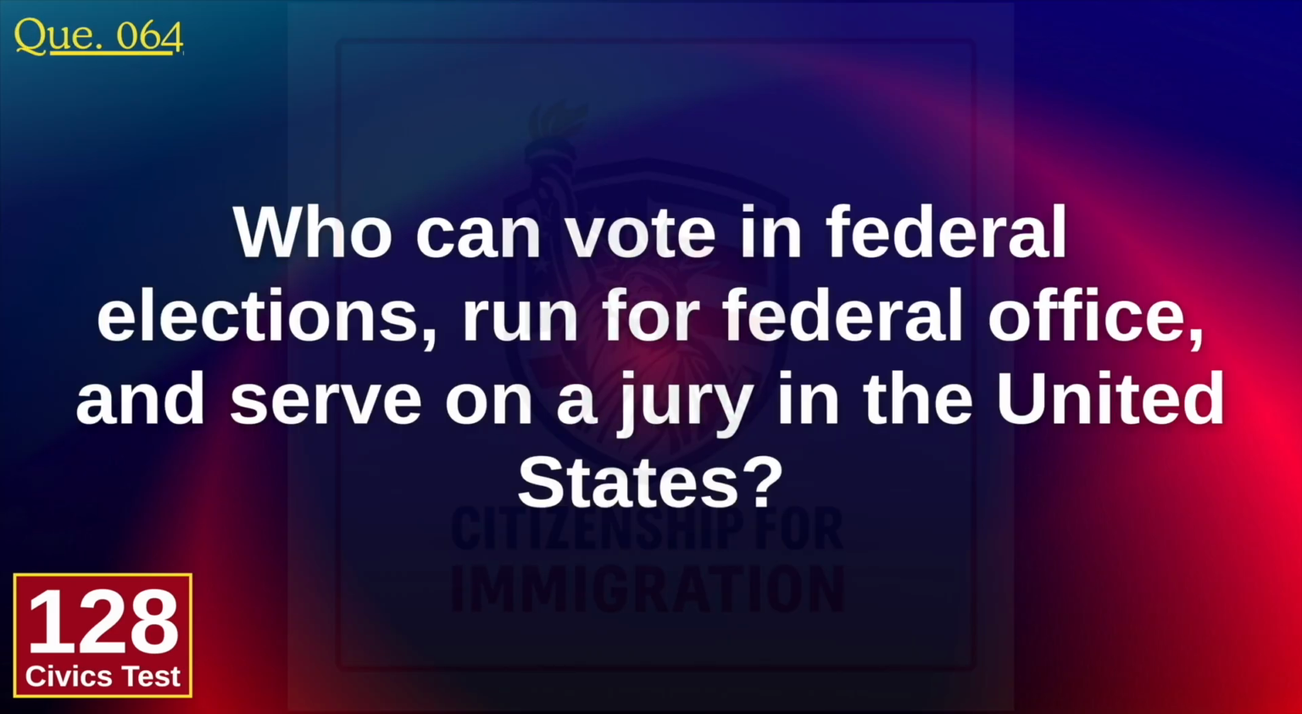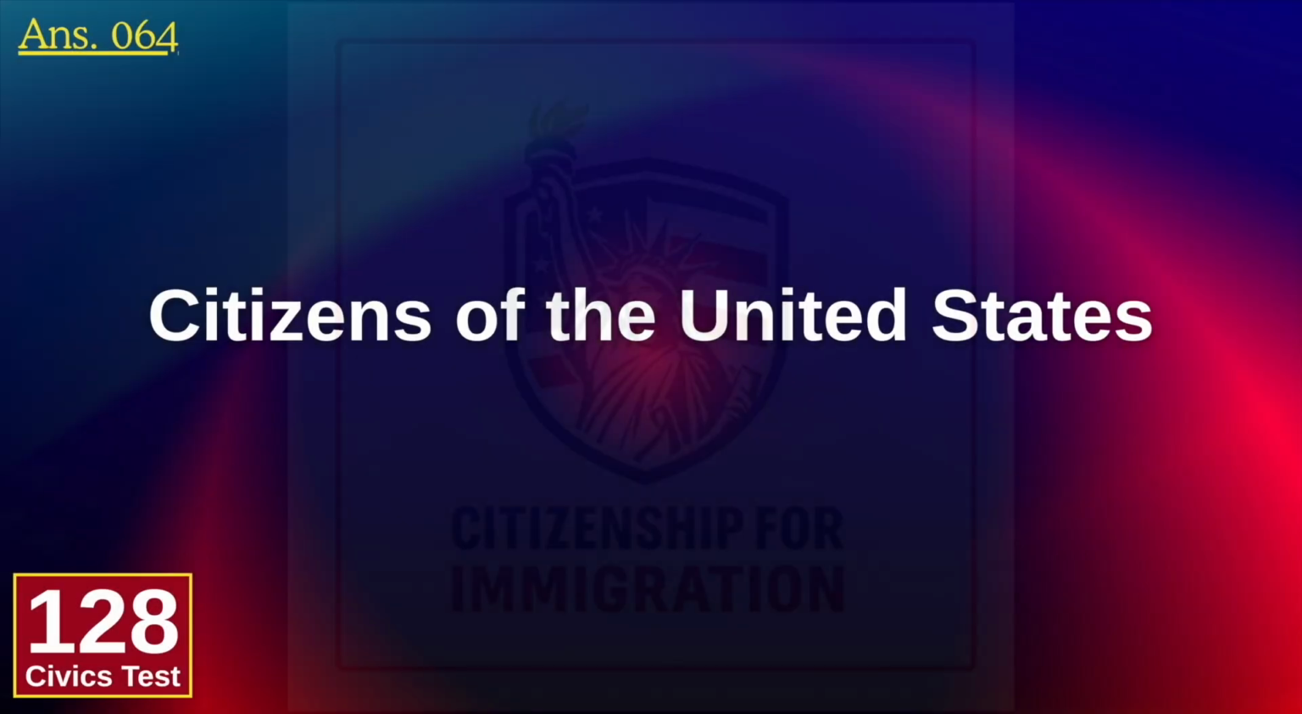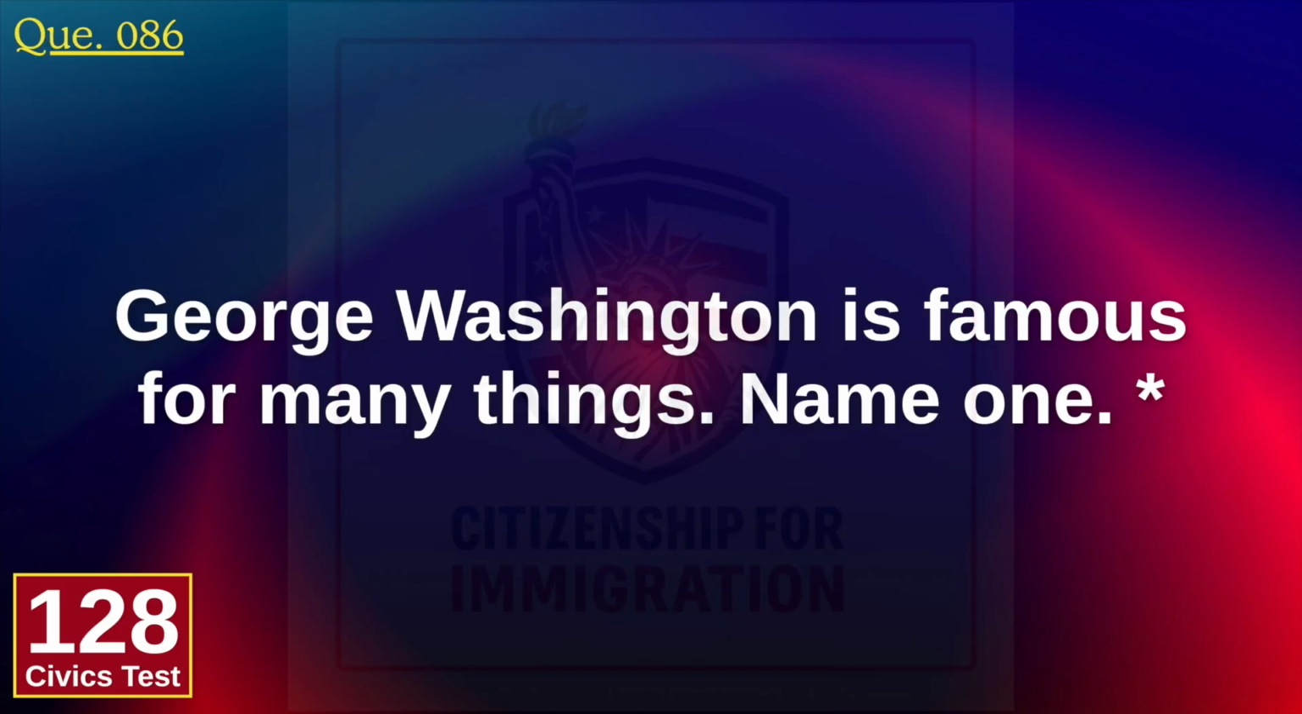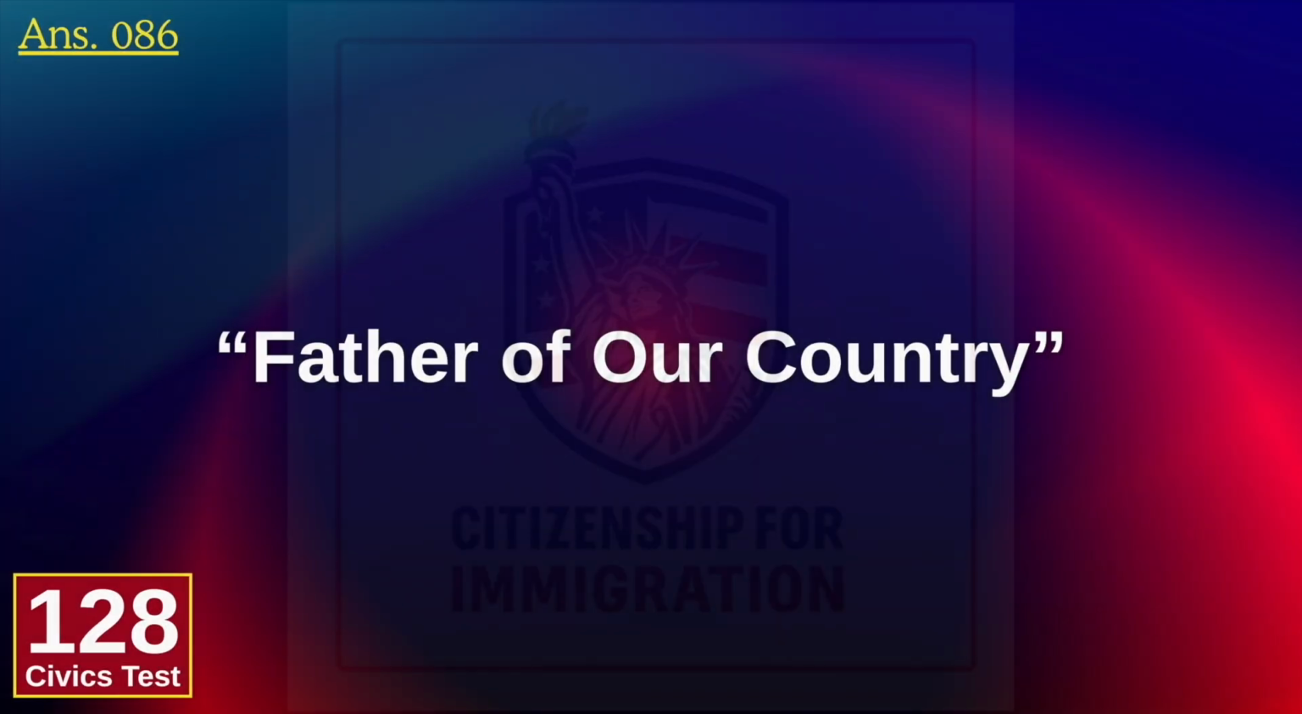Who can vote in federal elections, run for federal office, and serve on a jury in the United States? Citizens of the United States. George Washington is famous for many things. Name one. Father of our country.